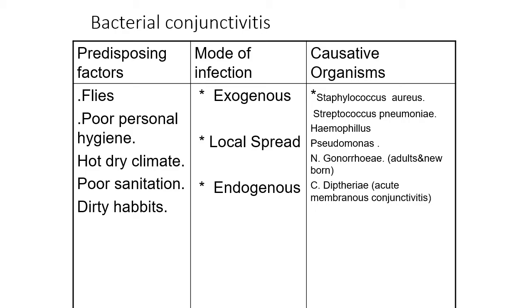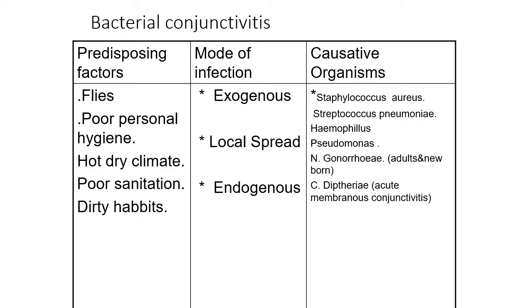Neisseria gonorrhoeae typically produces acute purulent conjunctivitis. Neisseria meningitidis may produce mucopurulent conjunctivitis. And then Corynebacterium diphtheriae. It causes acute membranous conjunctivitis. But they are rare in today's practice. So mode of infection can be exogenous, local spread, or endogenous. So in bacterial conjunctivitis, there are predisposing factors, causative organisms, and mode of infection, which is exogenous, local spread, or endogenous.